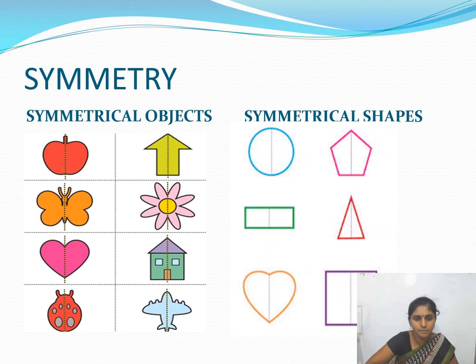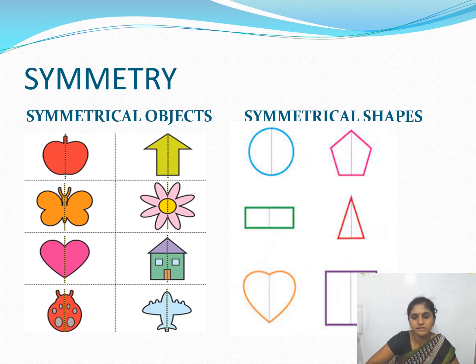See here, if you cut the apple, we will get two halves that are same. So here butterfly, heart shape, this insect, this arrow mark, this home shape and this aeroplane. Divide it. After dividing, if we get the similar objects, that we call a symmetrical object. Next is symmetrical shapes. Yes, these are some shapes. This is circle.